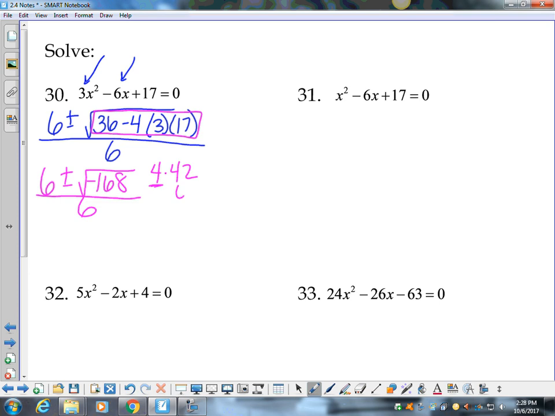Well, 42 is 6 times 7 and 6 is 2 times 3. I have no pairs here to make a square. 4, 9, 16, 25, 36. None of those numbers go into 42. So this is my biggest square.